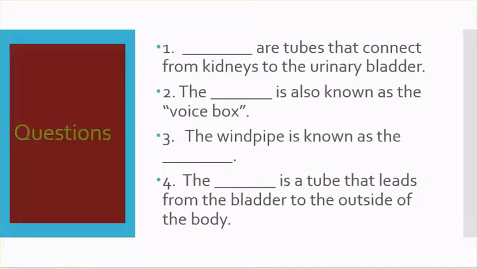Number 1. Blank are tubes that connect from kidneys to the urinary bladder. Number 2, the blank is also known as the voice box. Number 3, the windpipe is known as the blank. Number 4, the blank is a tube that leads from the bladder to the outside of the body.